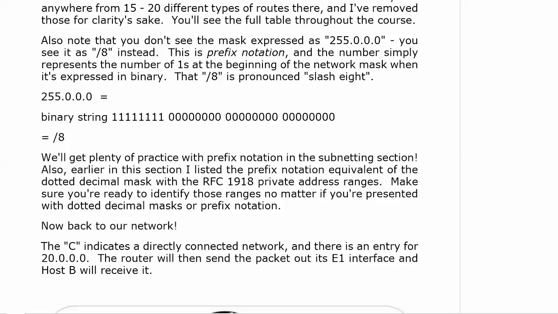We know what that's going to look like. Anytime you see 255, the octet is going to be all ones. When you see a 0, it's going to be all zeros. So this one you'll be converting in your head with no problem at all, is a /8. Now, let's go back to our network here.